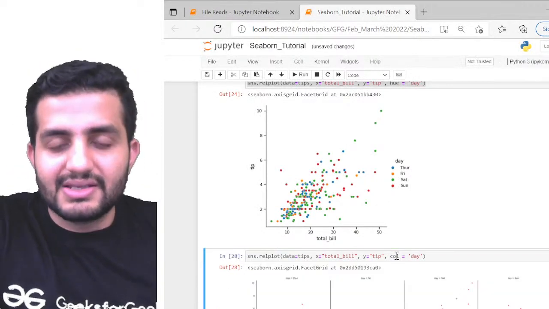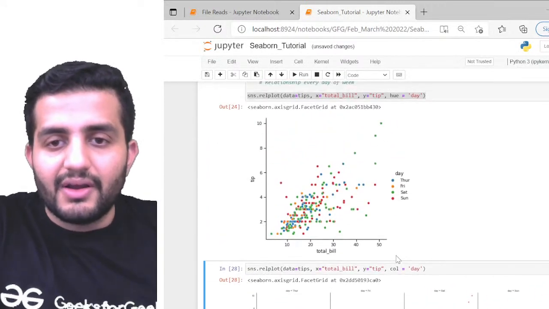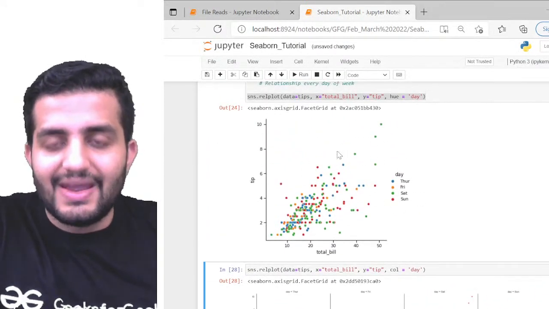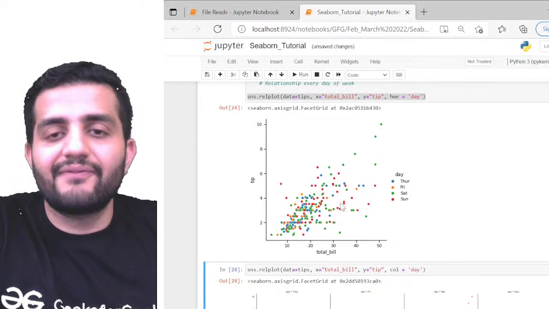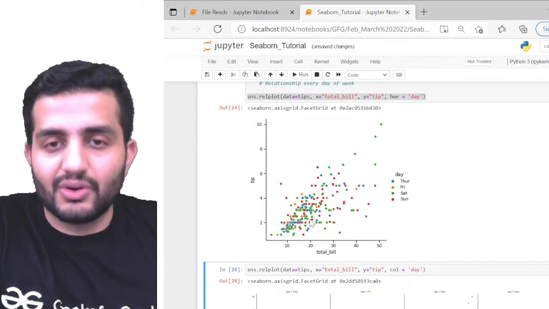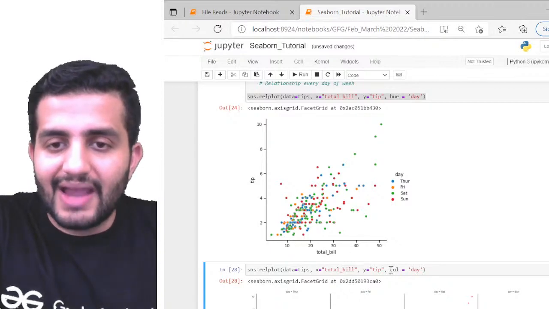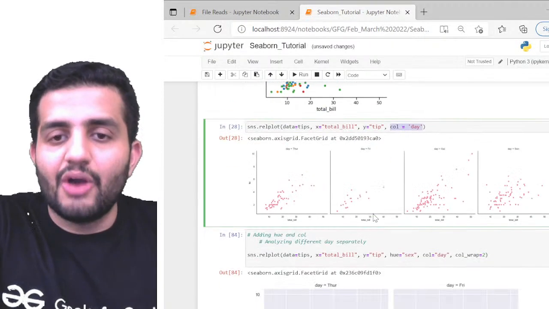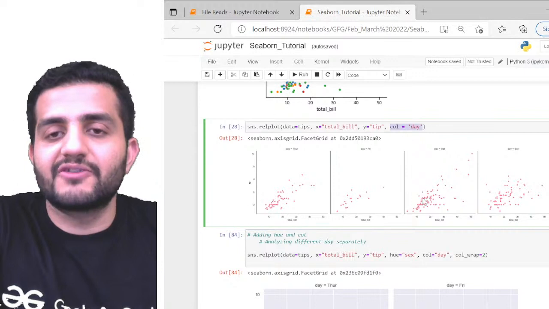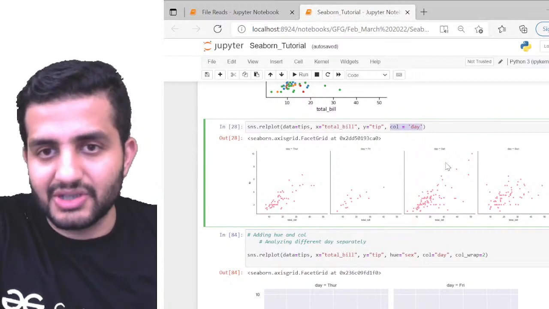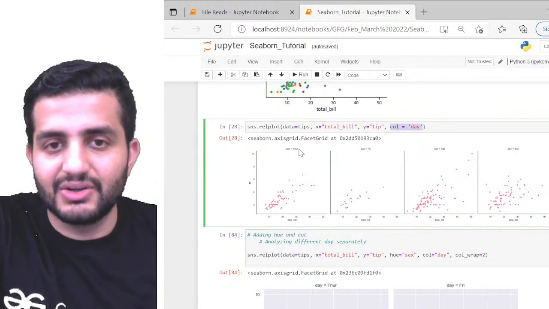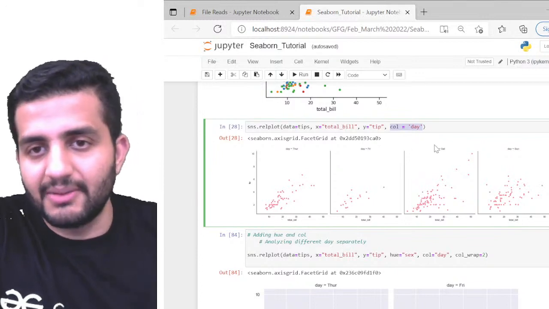So now in this graph, if we have hue, in the same graph I'm getting all of the information, right? So on the single graph, my different days are being plotted. But if I added col as day, now I'm getting separate graphs for each of my days, right? So again, this is pretty much unreadable. You can see the graph size has reduced. It's again not so readable, right?